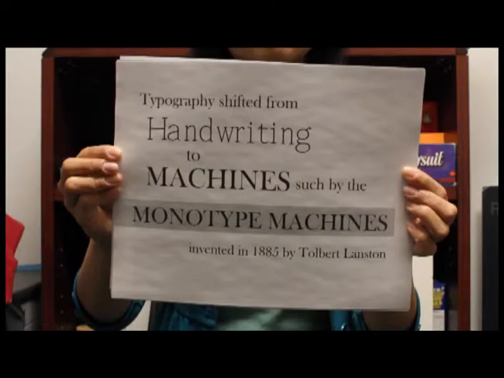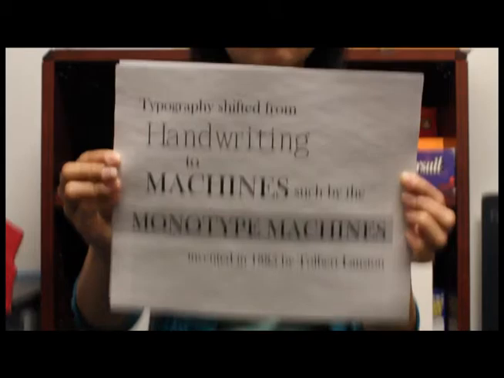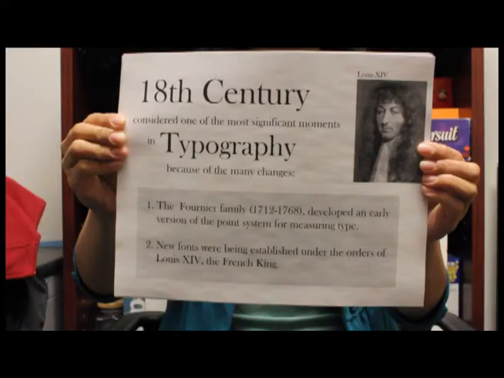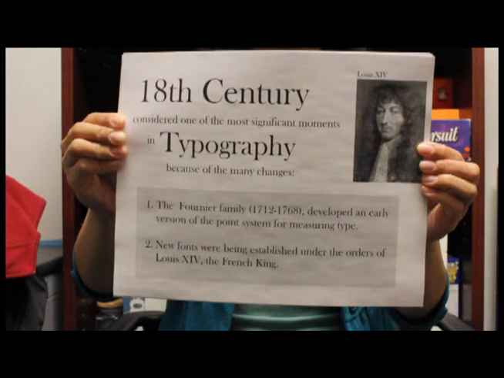The Monotype machine was invented in 1885 by Tolbert Lanston. The 18th century is considered one of the most significant moments for changes in the field of typography because there were many changes made to fonts. It was known as the age of typographic genius. In this period, the Fournier family developed an early version of the point system for measuring type. New fonts were also being established under the orders of Louis XIV, the French king.